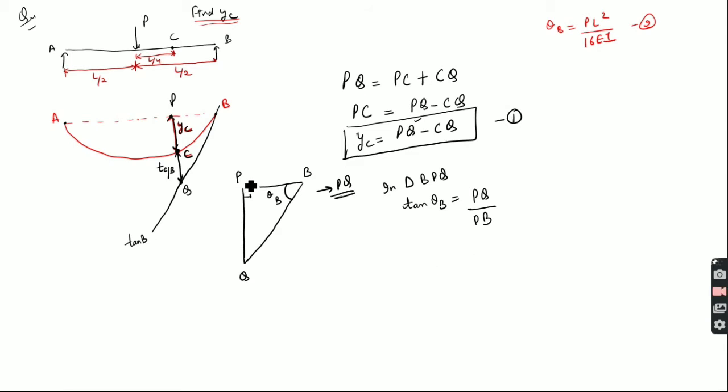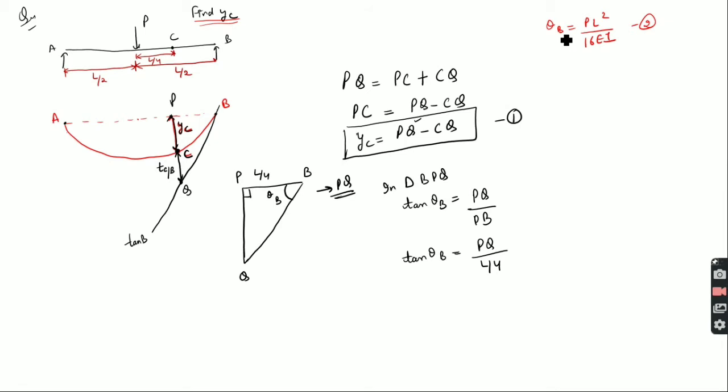Now what is this PB? PB is basically the distance between these 2 points C and B. So PB is L by 4. So I can write that tangent theta B is PQ upon L by 4, right?